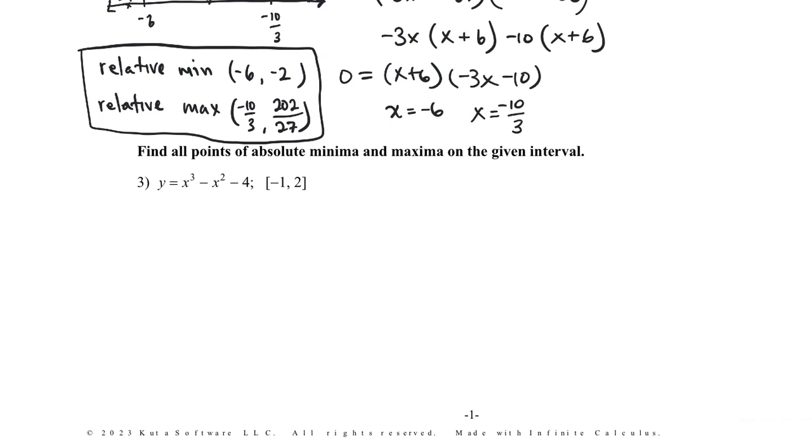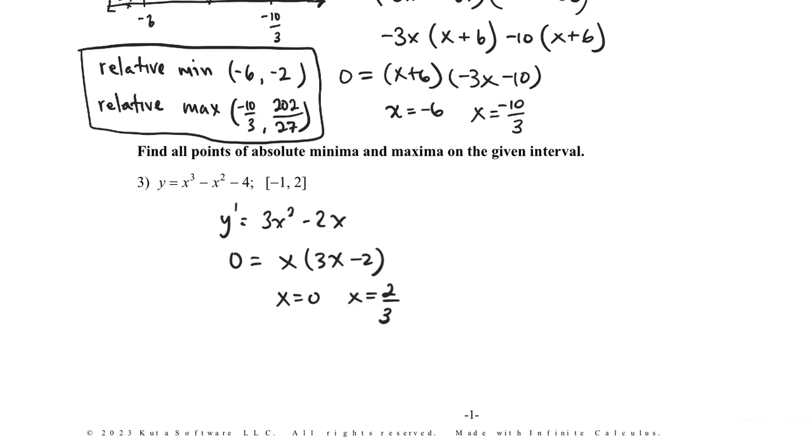Now, question 3 is also from 3.2. This is slightly different. This is points of absolute minima or maxima over this interval. It begins the same, so we need to find y prime. So that's 3x squared minus 2x. And we need to find the critical numbers. So set it equal to 0, factor out an x. So x equals 0 and x equals 2/3.